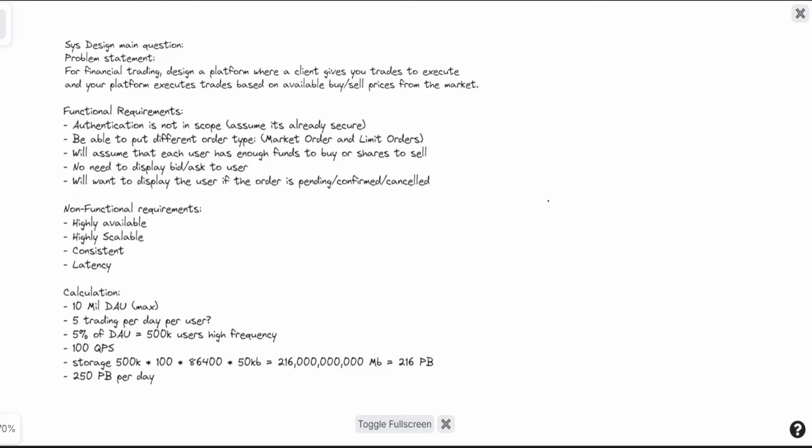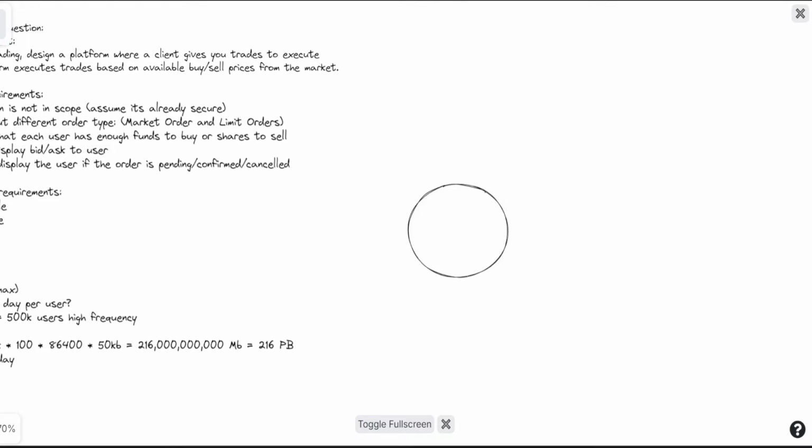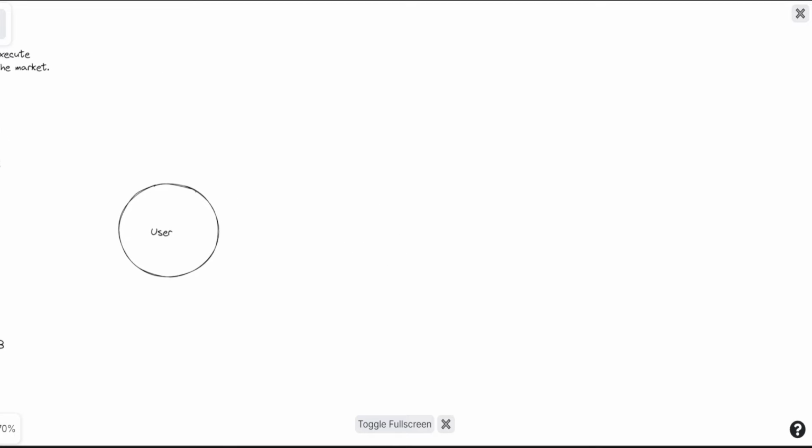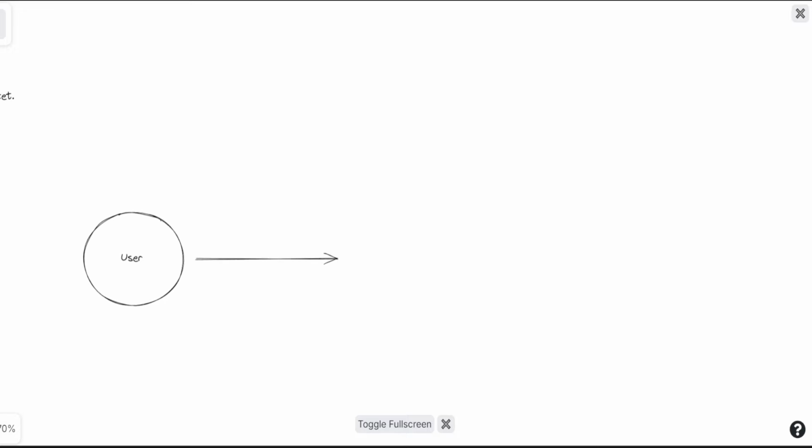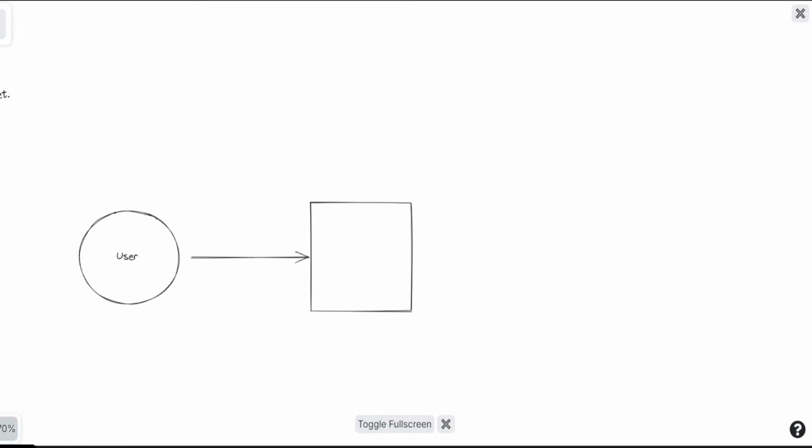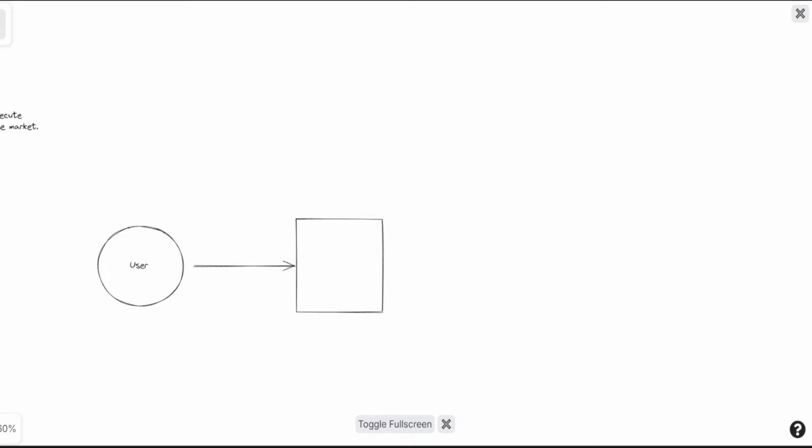Sounds good. All right, so I'll start with the user, and just call it the server. Oh, and I'll write real quick the API spec.